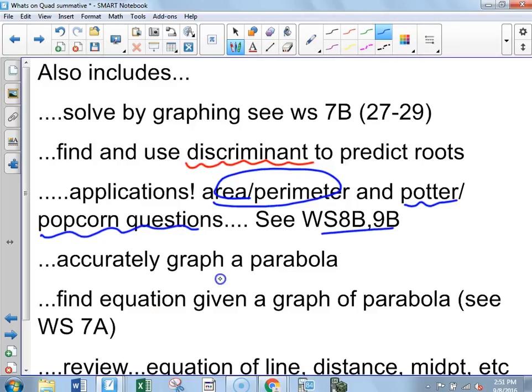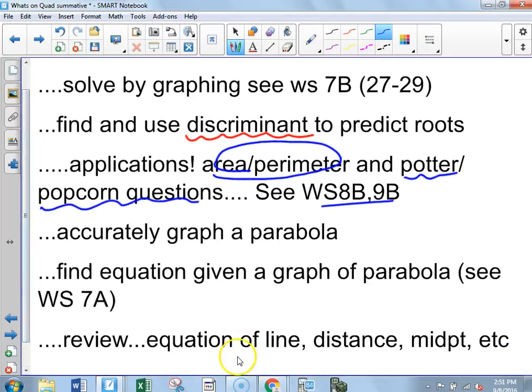You have to accurately graph a parabola. I'm not going to take your calculator away. So if you want to use the table to find 5 accurate points and plot them, whatever you want to do. Okay? Given a graph of a parabola, you have to come up with the equation. I think we practiced that a little bit in this class yesterday. Okay? We can practice that again, though, if you ask. Okay? And there is some review on the test. For example, find the equation of a line perpendicular to this line through this point, or find the distance, or find the midpoint. So make sure you review all those things. They will all come back to haunt you.